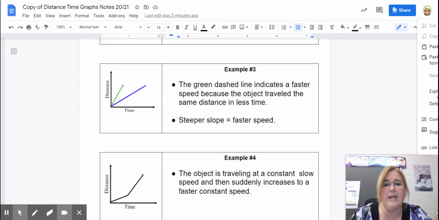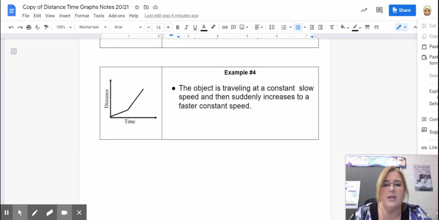Example 3, you've got a green dashed line and a solid blue line. Notice that the green dashed line gets to this distance right here and only takes this time right there. Whereas the blue line goes the same distance. If I take my cursor and go across, I can see that I'm still at the same distance as green. So both made it to the same finish line, we can say. But the blue object took this long on the x-axis. So the green dashed line is indicating a faster speed because the object's traveling the same distance, but in less time. So we can conclude that a steeper slope or a bigger slope is going to equal a faster speed.